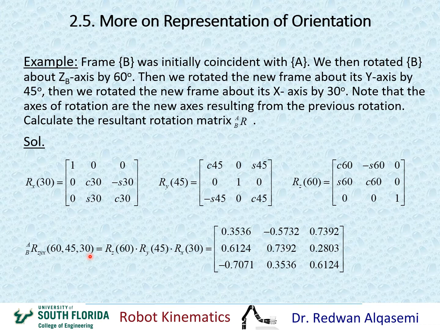Okay? Since it's the Euler angle method, we have to keep the same sequence of rotation for the sequence of multiplication of these matrices. So Rz, and then Ry, and then Rx, which matches the rotation about z first, and then y, and then x. Okay? If we substitute these matrices in here, then we can find our equivalent rotation matrix, which comes out to this, 9 elements of rotation here.